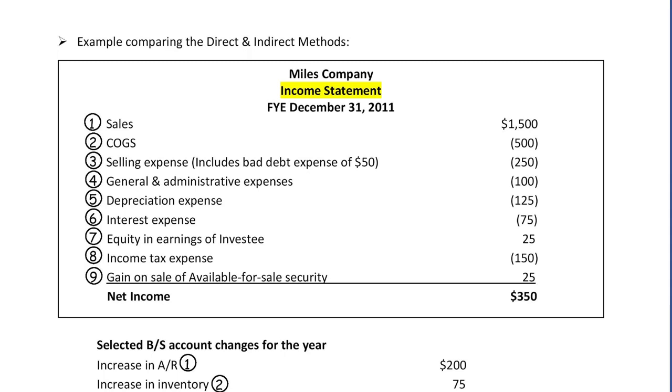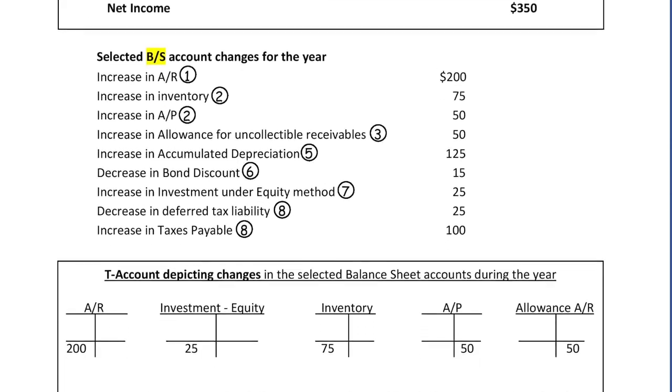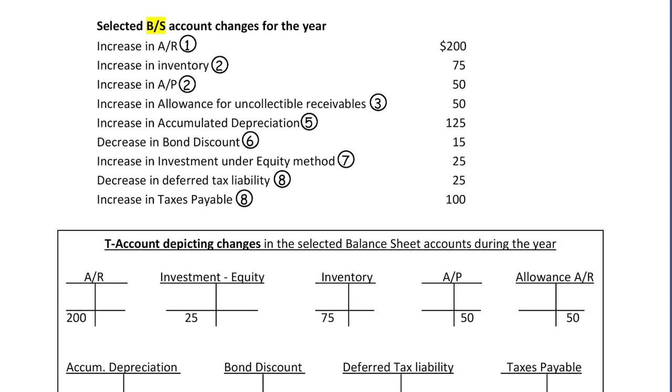Then you have the balance sheet. So you got selected balance sheet account changes for the year. And I've put numberings again here. Sales on the income statement relates to accounts receivable on the balance sheet. So I got number 1 for increase in accounts receivable. COGS on the income statement relates to inventory and accounts payable on the balance sheet. So I got number 2 here. Selling expense on the income statement, which includes bad debt expense, relates to the allowance for uncollectibles on the balance sheet. So I got number 3 here.